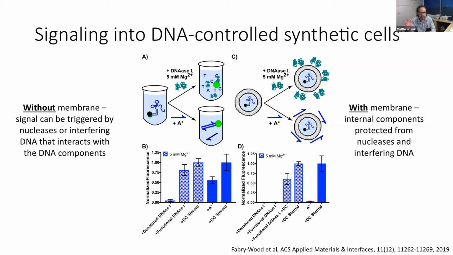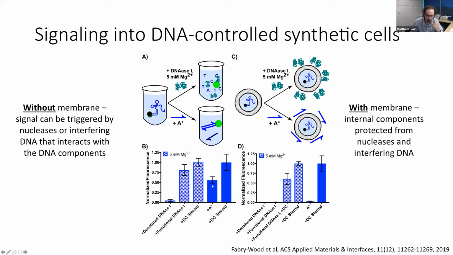So let me try and remember how one of these plots goes. If we denature the DNA, something happens. If we have functional DNAs in the absence of the compartment, so this actually addresses your previous question, Anders, it shows that yes, the aptamers work similarly both within the compartment and not. The DNase activates the fluorescence almost as much as the cognate steroid. The anti-aptamer doesn't activate quite so much, but it does activate a decent amount.